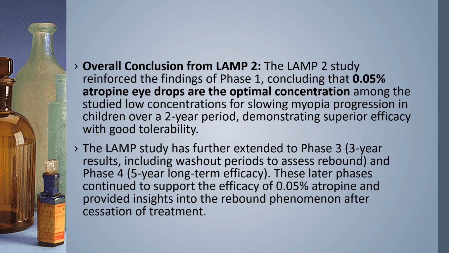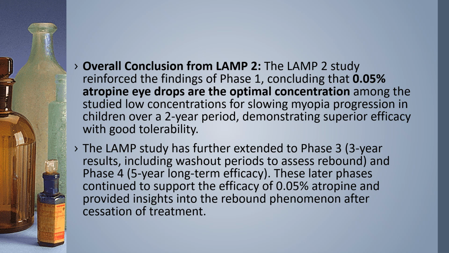At the same time, the side effects of 0.05% atropine eye drops were very minimal as per them, even comparable to 0.025 or 0.01%, but the effect was much better. And so they also extended this to phase 3, that was 3-year results, which included the washout periods to assess the rebound when you compare 0.05, 0.025 and 0.01 for rebound.